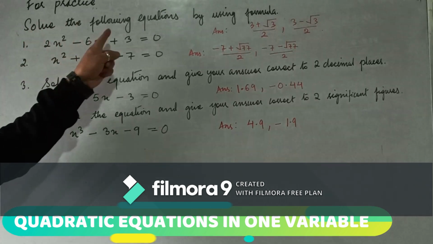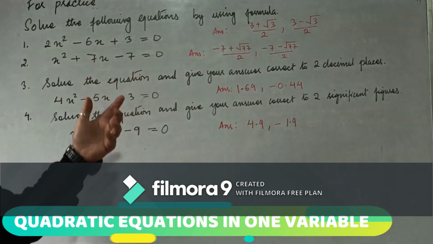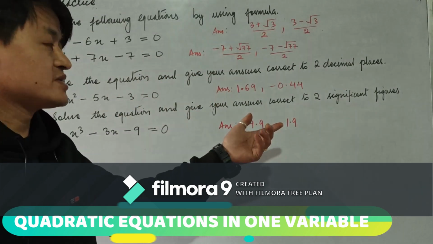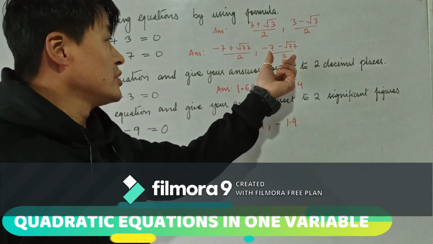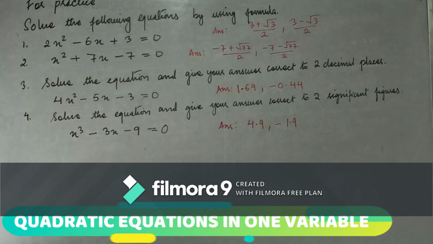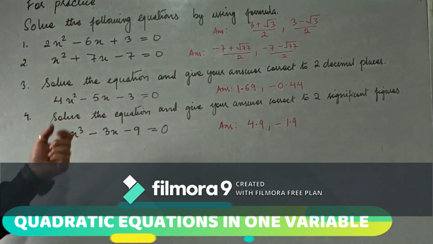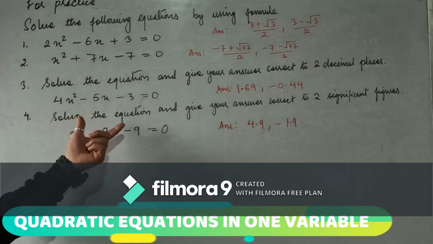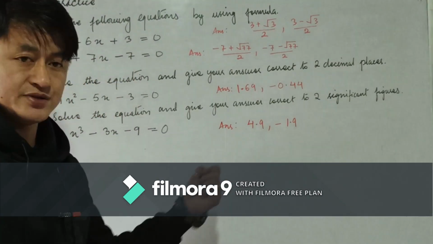Here you have a few questions for practice. First one is to solve the following equation by using the formula. When you are using the formula, it is not mentioned correct to two decimal places or two significant figures, so you can just write the answer with the root under only. And the third, you have to solve this equation correct to two decimal places. The answer is here, you need to solve. Here also the equation is correct to two significant figures. Here are the answers.